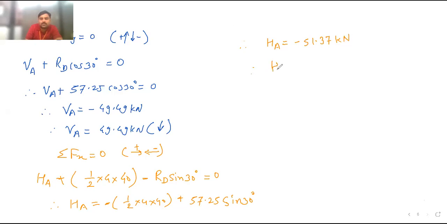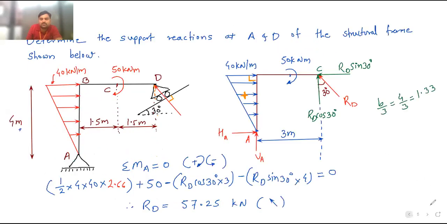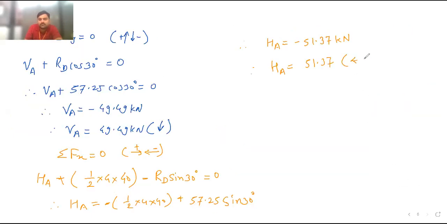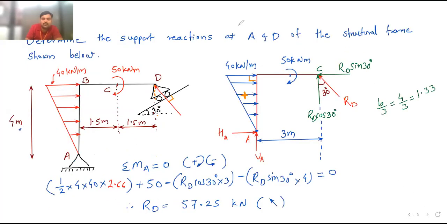So now HA is equal to 51.37 as it is, and this sign is minus, so I will change the direction of HA. Instead of moving towards right, HA will move towards left. We will change the direction of HA and VA in this diagram also. This is the corrected direction of HA, and this is the corrected direction of VA.